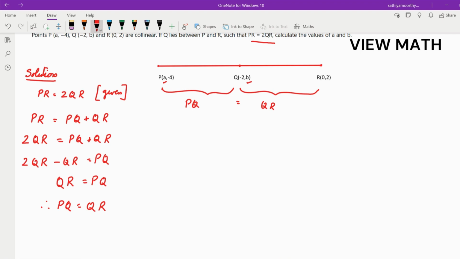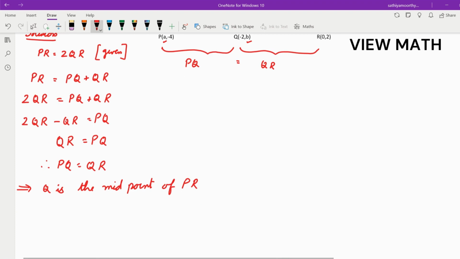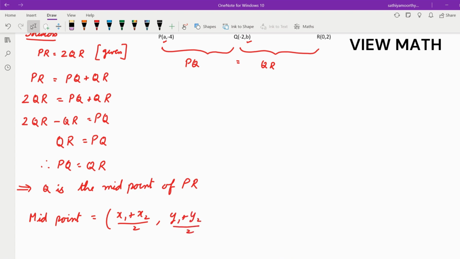This means Q is the midpoint of PR. So I'm going to use the midpoint formula. The midpoint is (x1 plus x2) by 2, (y1 plus y2) by 2.